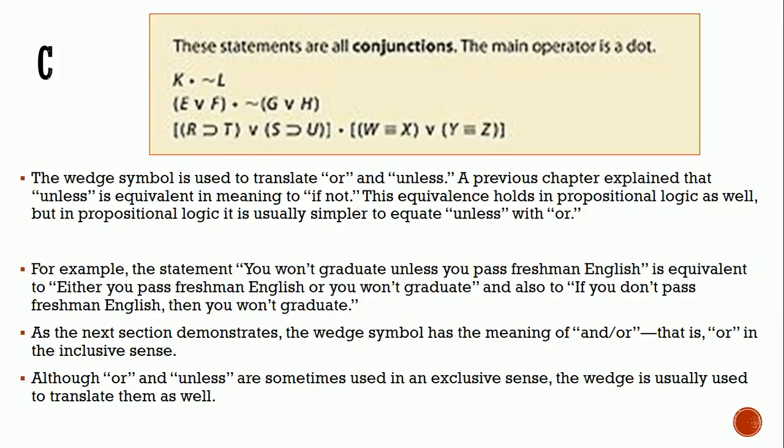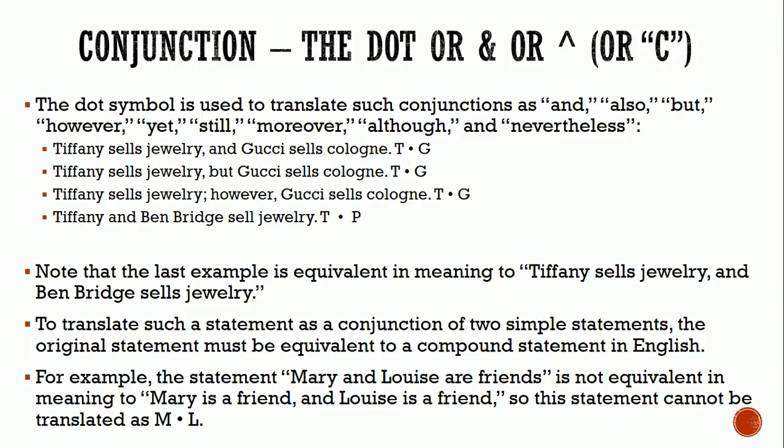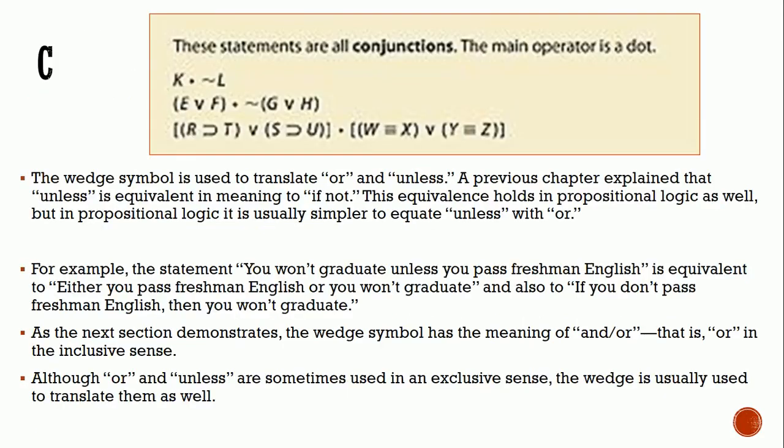So, conjunction, C in Polish notation, but we use a dot in normal notation. The wedge symbol is used to translate or, unless.